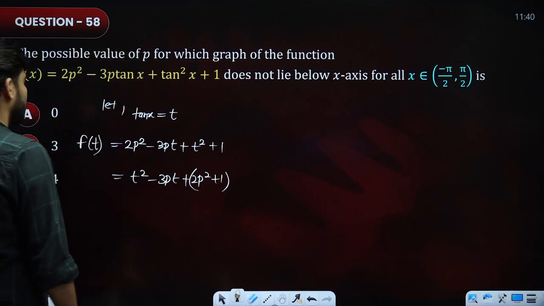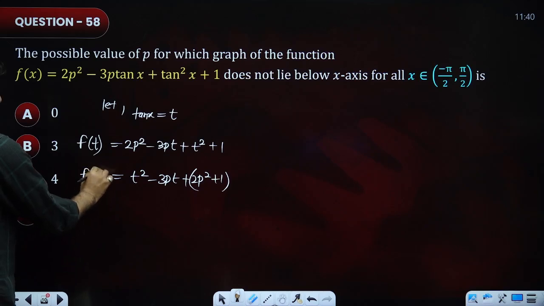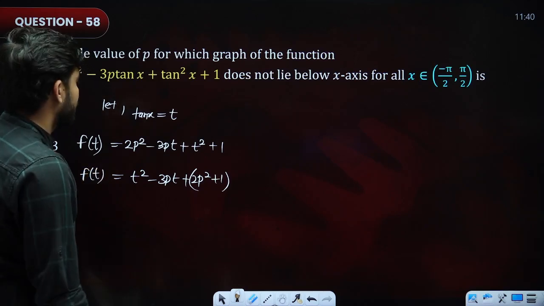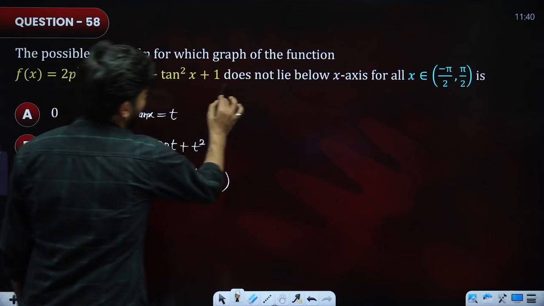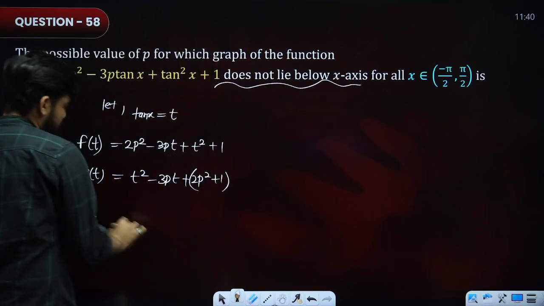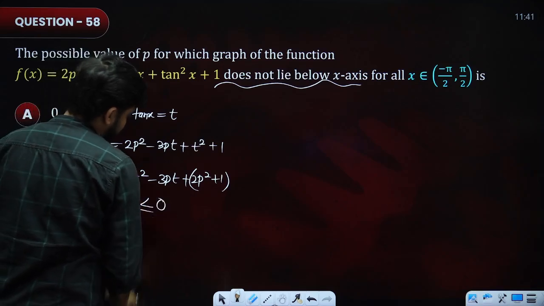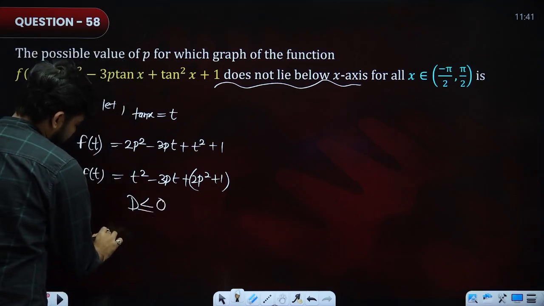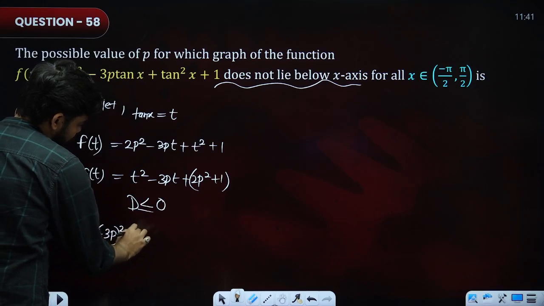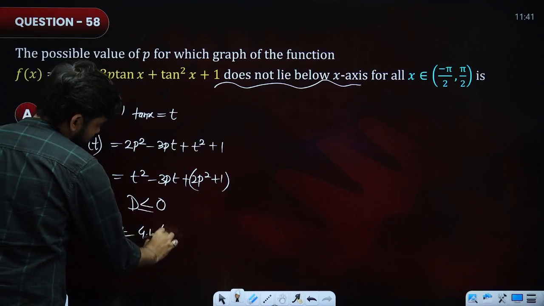Okay, so therefore we can say that it does not lie below the x-axis. So the condition should be D should be less than or equal to 0. So we can write b square minus 4 into a into c.